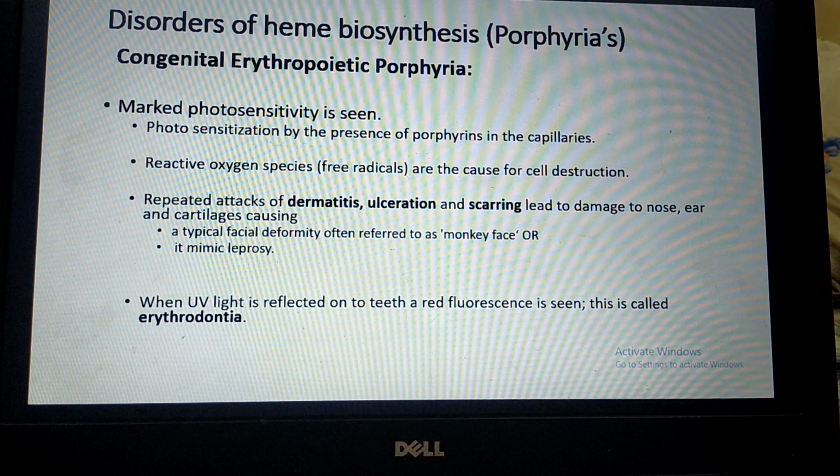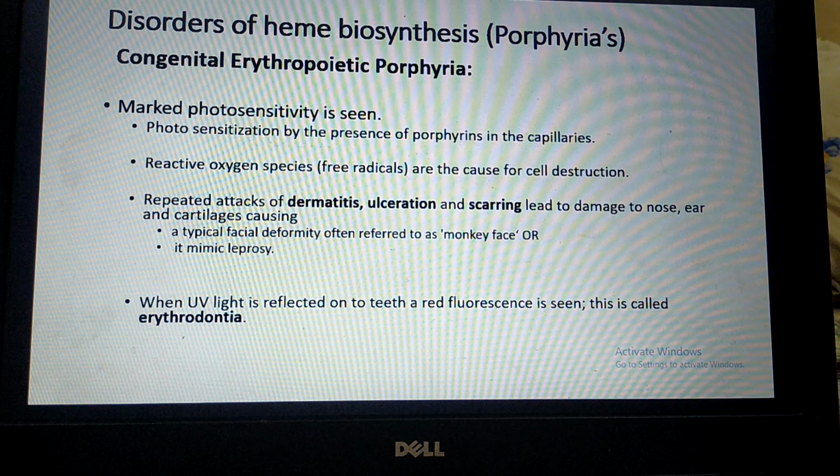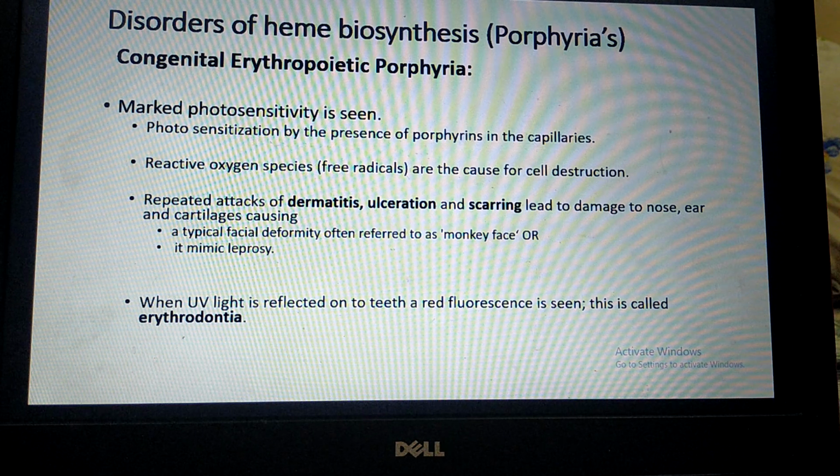Now due to photosensitivity, these porphyrins absorb light, and when they emit light, this emitted light is used for synthesis of reactive oxygen species or free radicals.